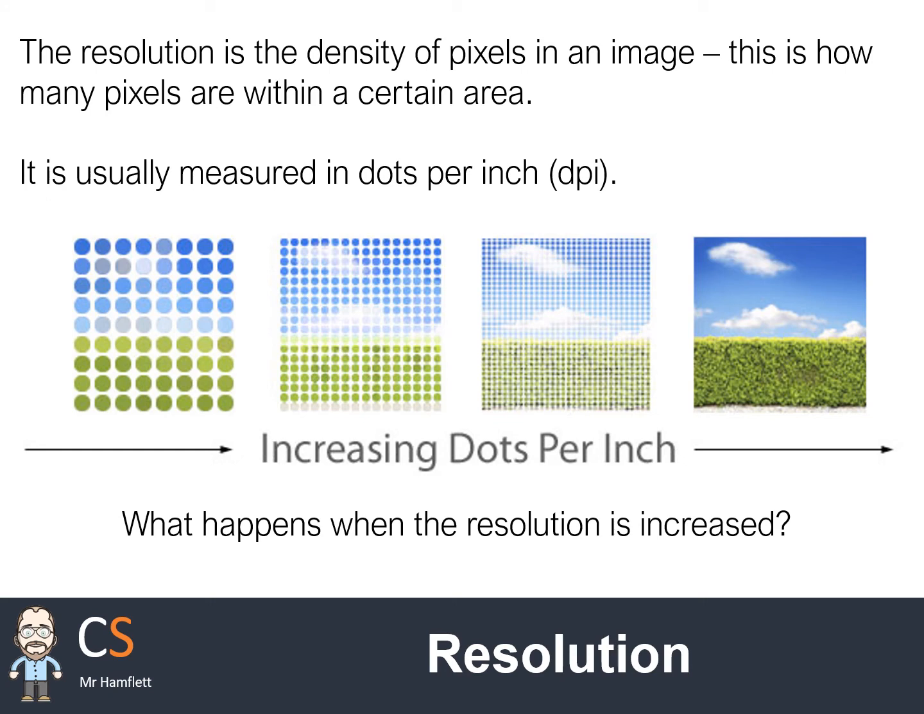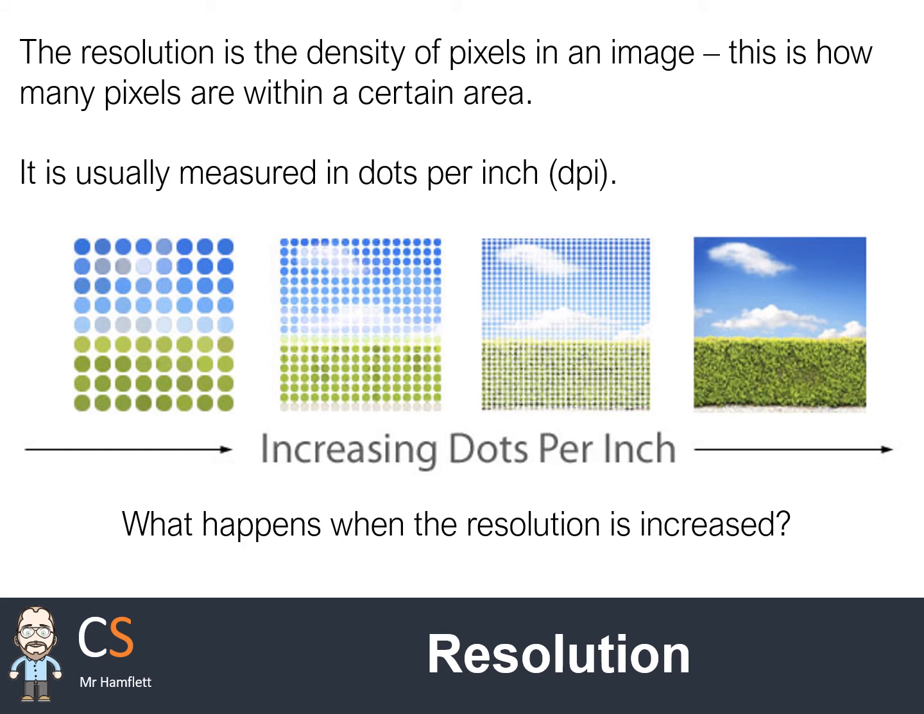So the last thing we're going to be looking at is this idea of metadata and also the idea of image resolution. So essentially we're now looking at some of the key terminology of images. Resolution is going to impact the quality of the picture. The resolution is the density of pixels in an image, and this is how many pixels are within a certain area. We can measure it using dots per inch, or DPI.